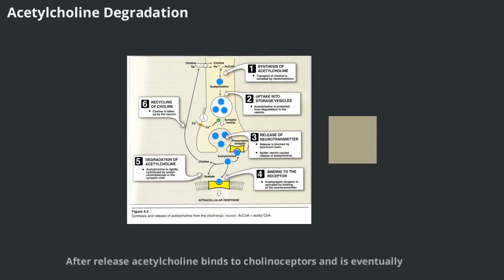After release, acetylcholine binds to cholinesterase and is eventually degraded by acetylcholinesterase, AChE, into choline and acetate. Choline is then recycled back into the neuron. This rapid breakdown ensures that signals are brief and precise, preventing overstimulation of the target cells.